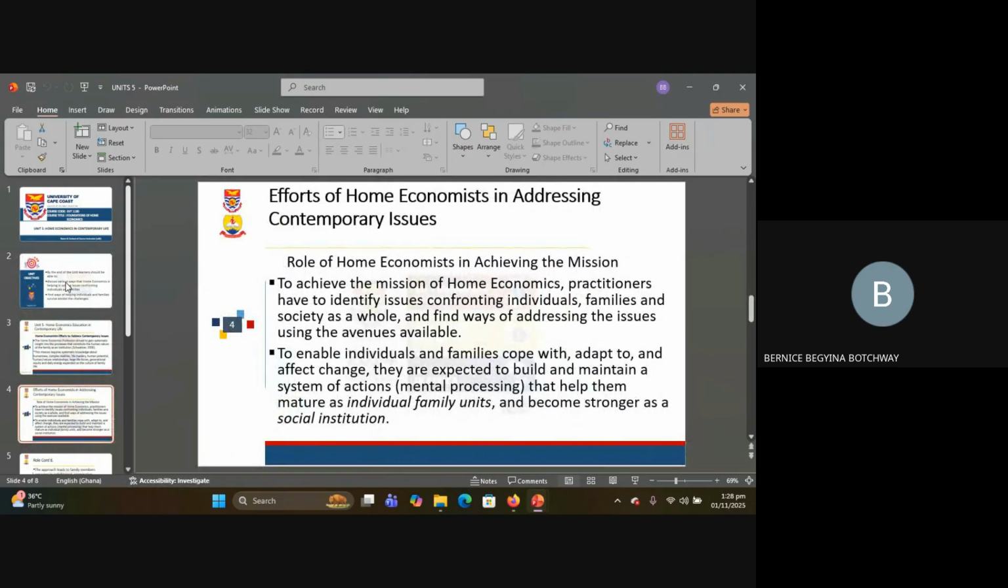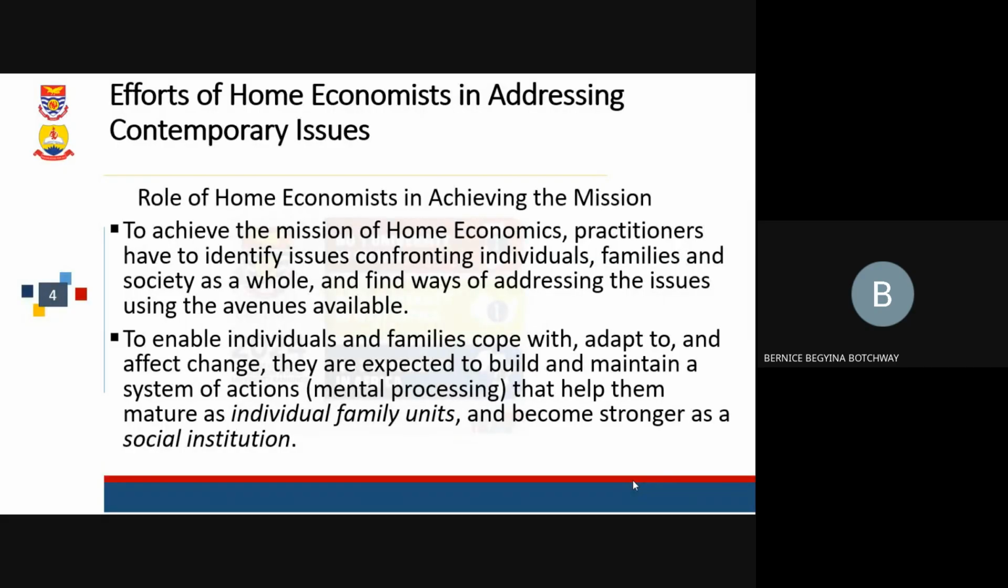Thank you. So moving to the role of home economics in achieving this mission, the first thing that we have to do is to identify the issues. And this is well done here. We have identified those issues confronting individuals, families, and society as a whole. And then we'll find ways to address these issues using the avenues available.